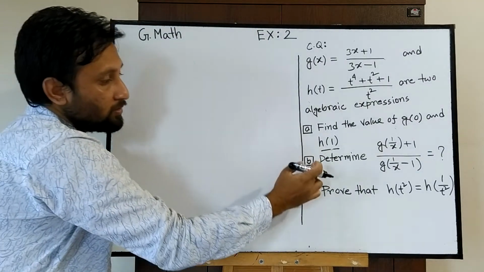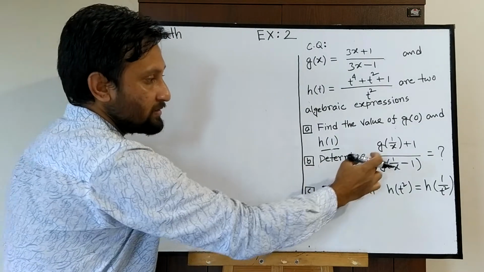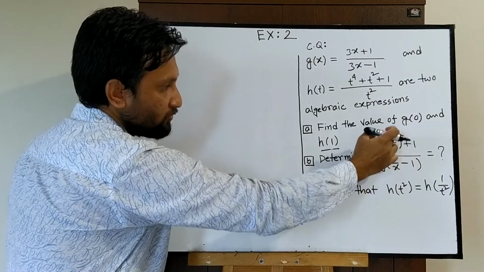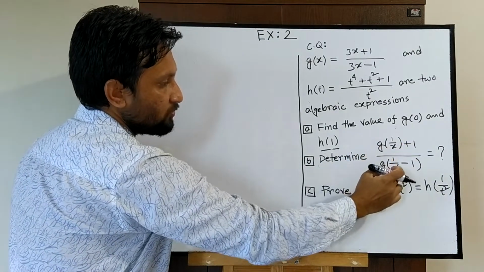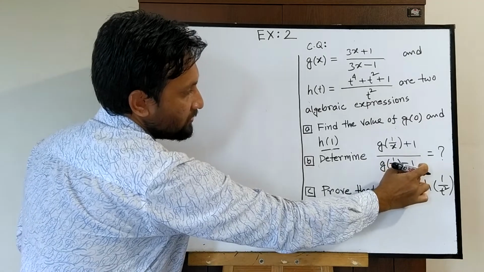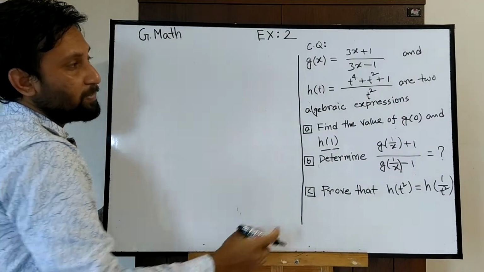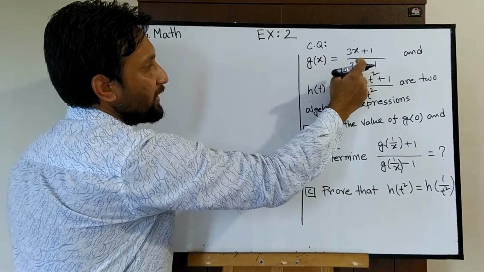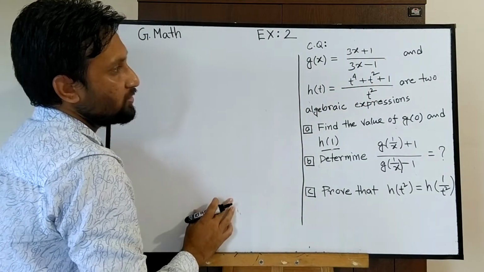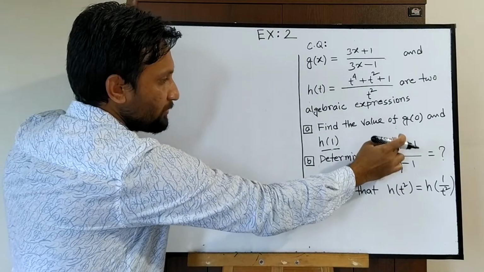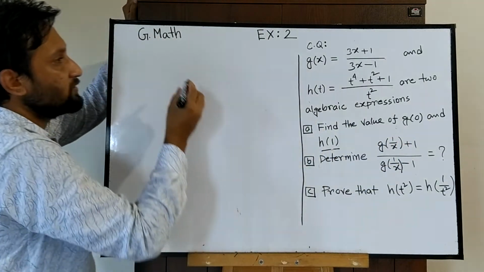In B, determine this expression. In the numerator g of 1 by x plus 1, and g of 1 by x minus 1. So in the given part the expression of g of x equals (3x plus 1) divided by (3x minus 1), but we have to identify the value of the expression of g of 1 by x. Now follow this.